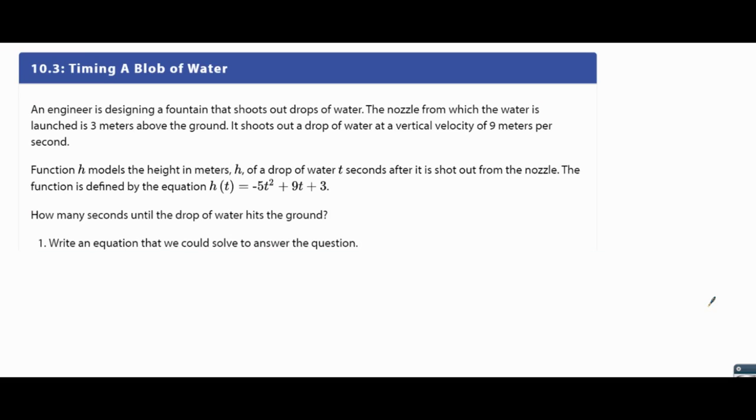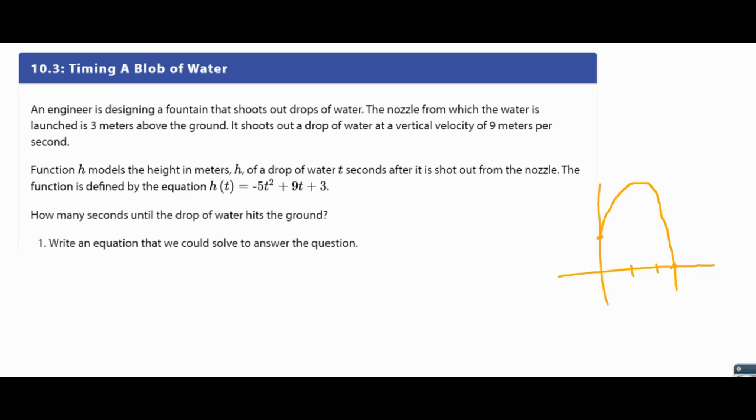Well, I think we need to figure some things out. If we think about this, it started at 3 meters off the ground. It shot up at a vertical velocity of 9 meters per second, and then eventually gravity will take over and bring it back to the ground. We want to figure out how many seconds have passed once I get there. Each of these questions will help us get there.